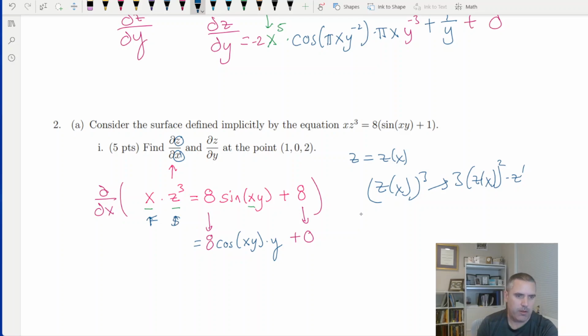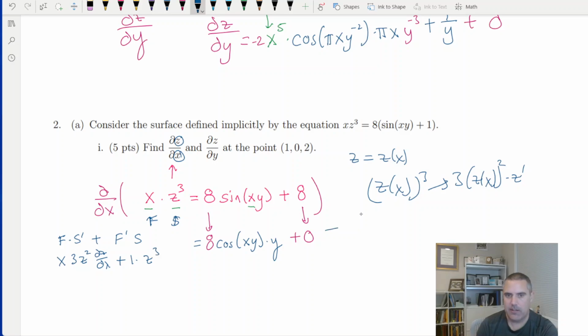So anyways, I'm going to write first times the derivative of the second plus the derivative of the first times the second. So the first is x, the derivative of the second is that 3z squared times z prime, or dz dx. It's better to write dz dx because you need to be clear which variable you're using. The derivative of the first is just 1 times z cubed.